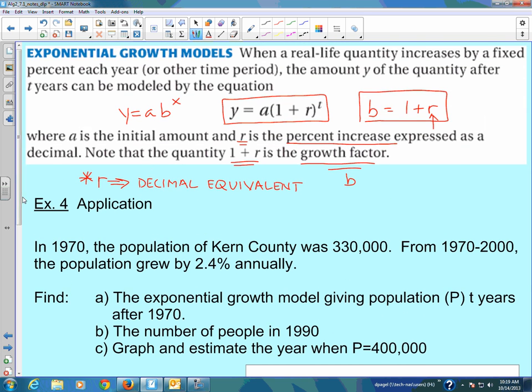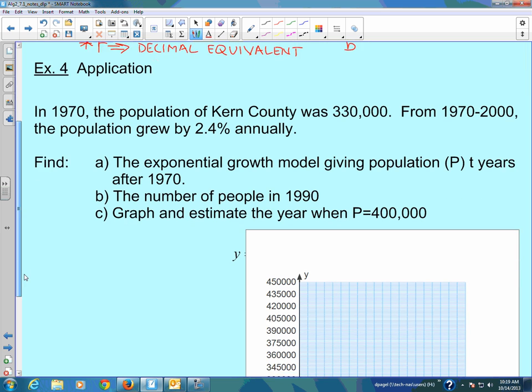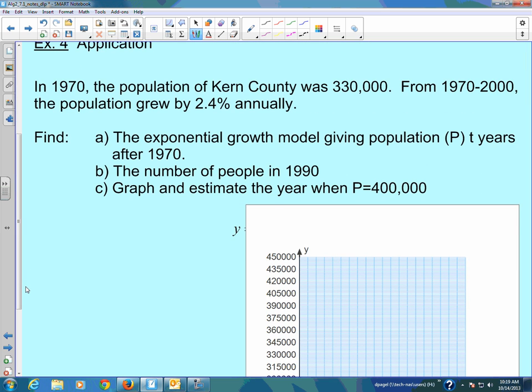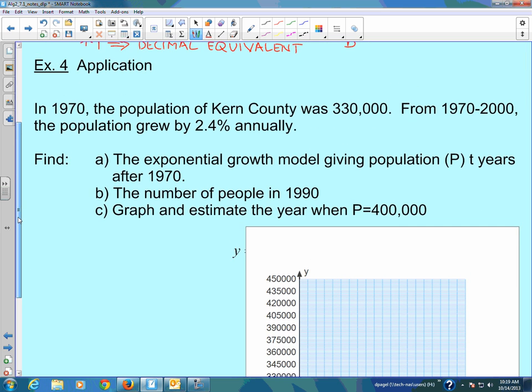We've got 1970, the population of Kern County, was 330,000. From the 70s to the 2000s, the population grew. Now when we're doing these problems, I'm not going to say, hey, this is a growth problem or this is a decay problem. You're going to have to determine that from the language in the word problem. Well, this is obviously a growth because we're growing, versus if it said decreasing or depreciating. Growth, appreciation would be growth values. Depreciation, decreasing would be decay values.